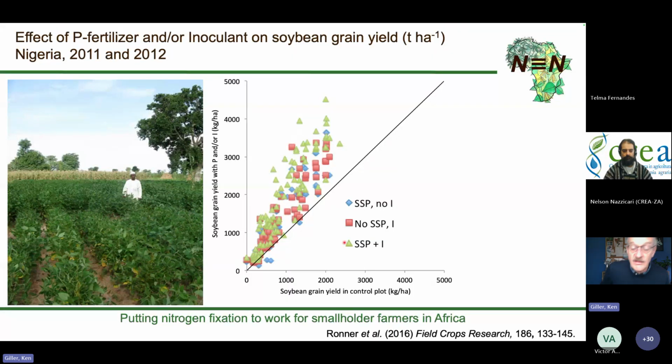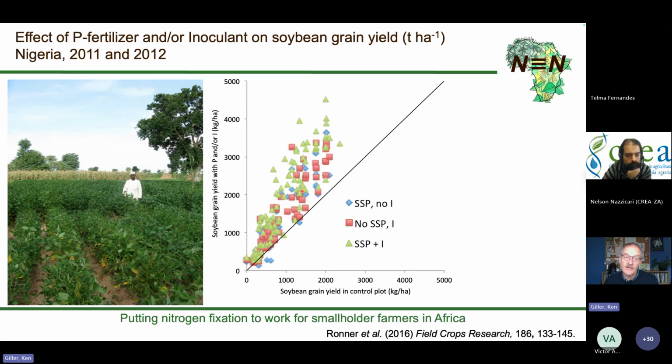And these are the sorts of results that we achieved. In the picture here, you can see a control plot in the foreground. This is in northern Nigeria. And behind the farmer, we have the plants with phosphorus and with inoculation, which are clearly doing very well indeed. So this is one of these 10 by 10 meter four-treatment experiments.